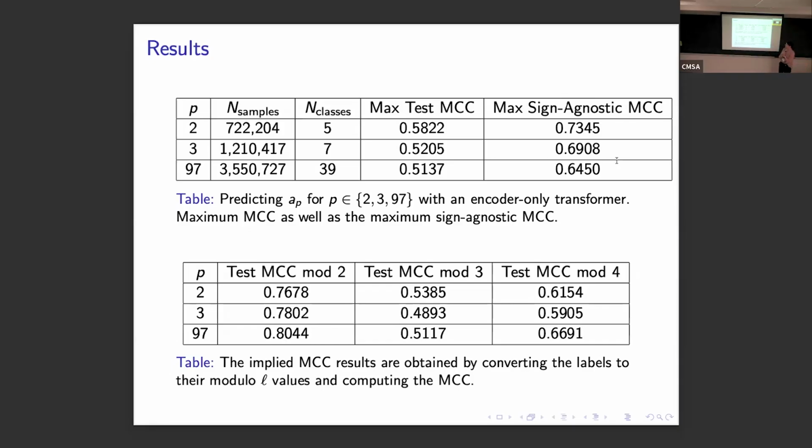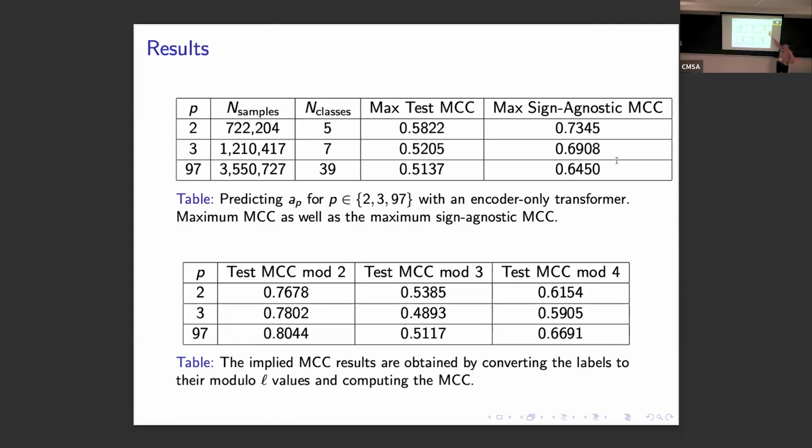All right, so we trained each of these experiments for 200 epochs, one epoch being basically the whole data set. For predicting A97, we had 39 classes. For predicting A3, it goes between -3 and 3, so that's 7 classes. For A2, between -2 and 2, so that's 5 classes. When I say sign agnostic, this is the absolute value. Maybe I should have just said absolute value MCC, right?